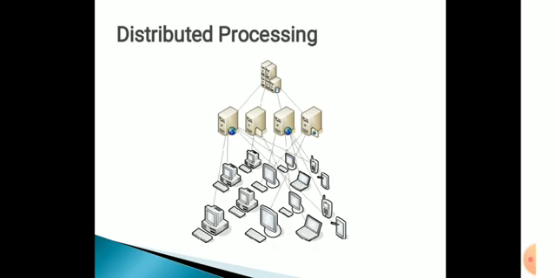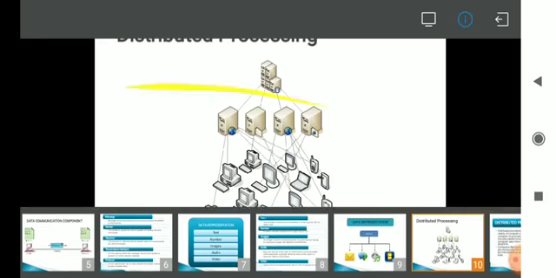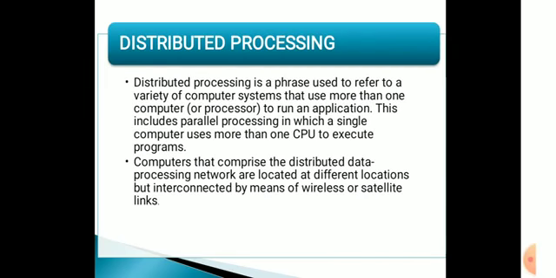Coming to the next one, the definition you can see on the screen. Distributed processing is a phrase used to refer to a variety of computer systems that use more than one computer or processor to run an application. Whenever we use the term multiple processors, we use the term distributed processing. To run an application we require multiple processors.